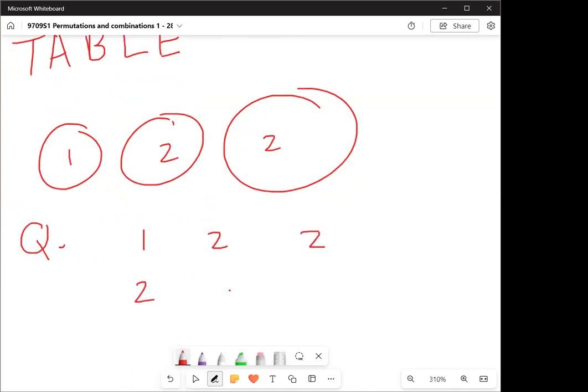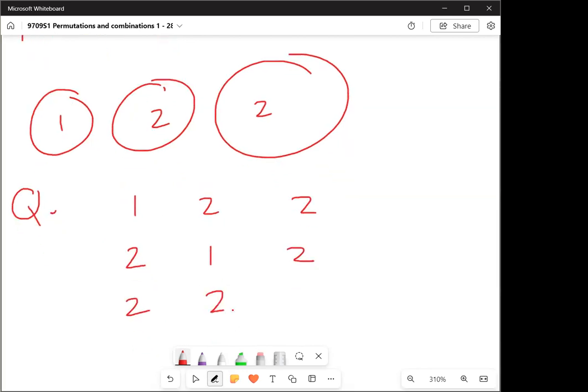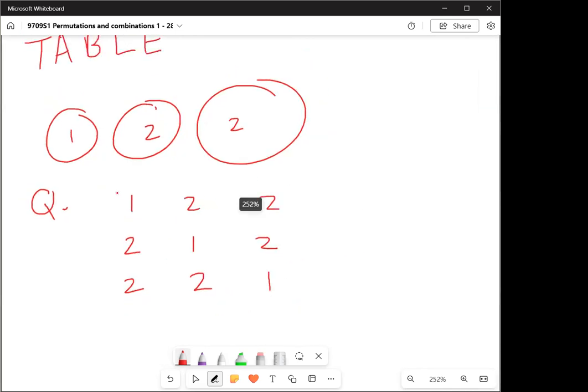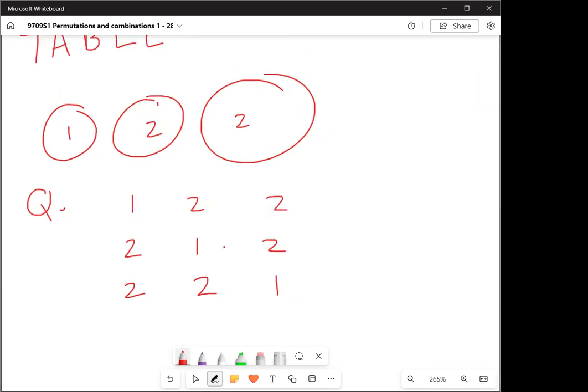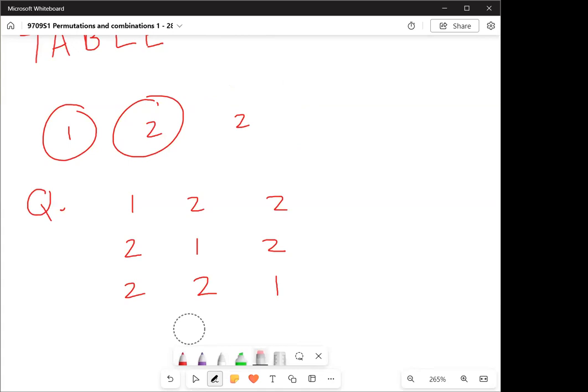Now, the one ball could be in the middle, right? It could also be at the end. So three ways of arranging it. There are three ways of arranging it. What if these balls were different? Right now, we're taking these to be the same, they're similar. There'll be six ways.